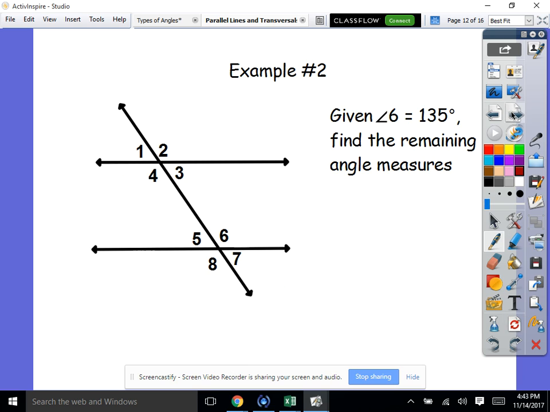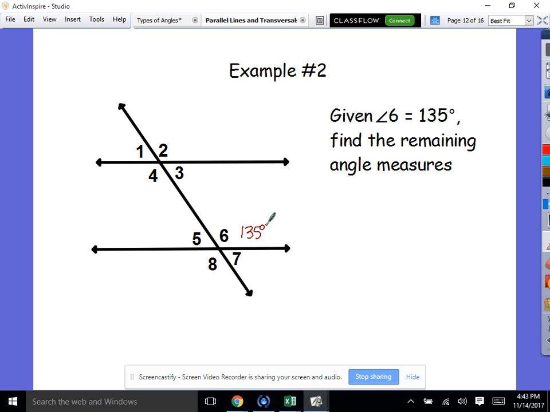Let's try another one. Given angle 6 is 135. Okay, this is 135. So I know that every measure will be either 135 or 180 minus 135. 10 minus 5 is 5, 7 minus 3 is 4. So those are our 2 measures, 135 and 45.